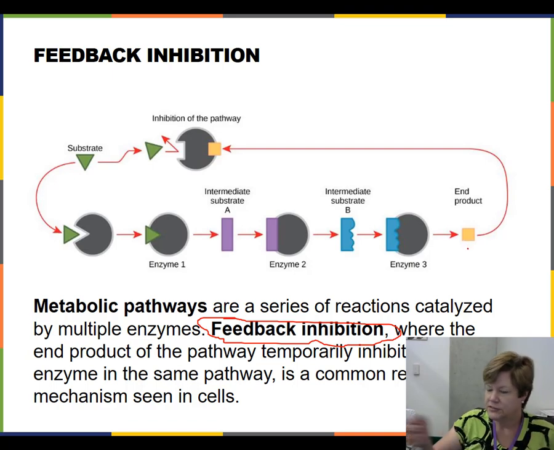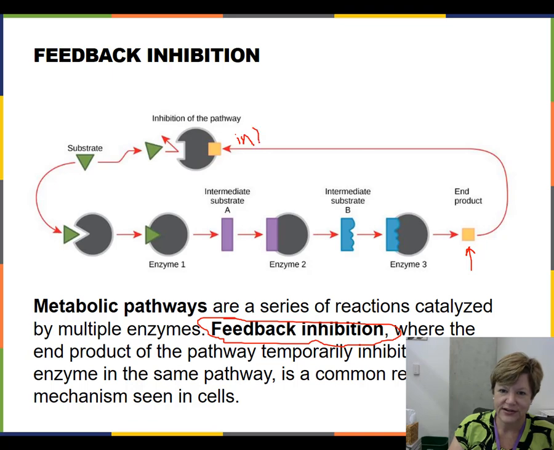However many steps there are, what will typically happen is if there starts to be too much of the end product and the cell doesn't need as much of it, the end product will act as an inhibitor, an allosteric inhibitor usually, to one of the enzymes that is part of one of the earlier steps in the same pathway.